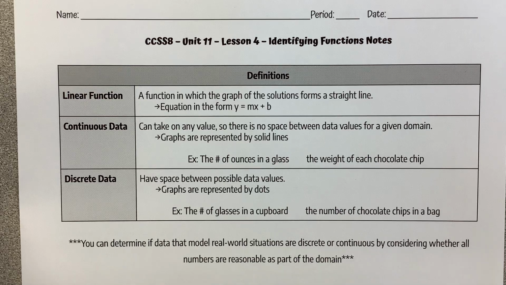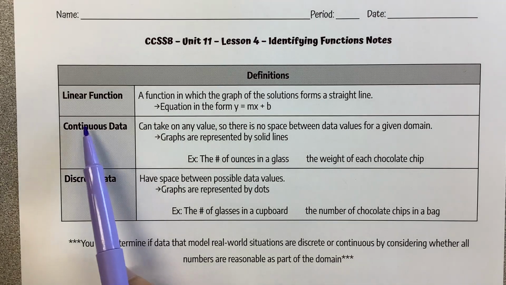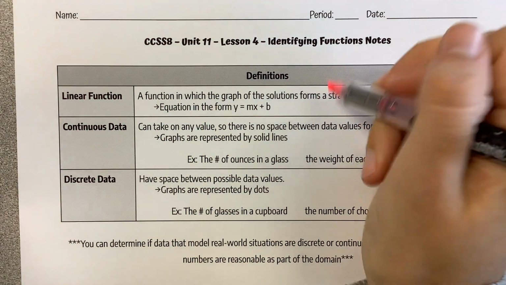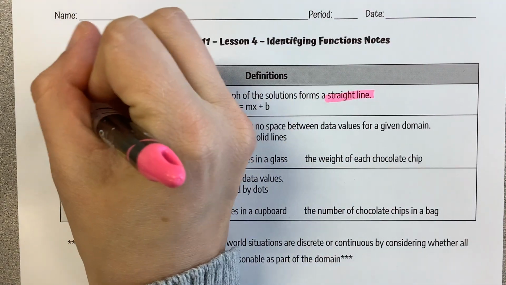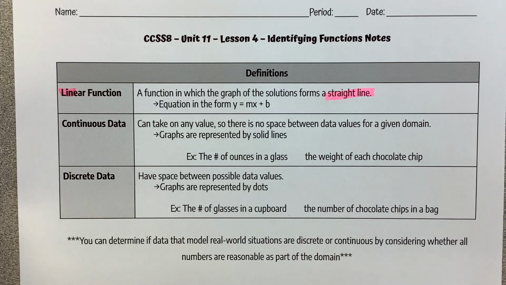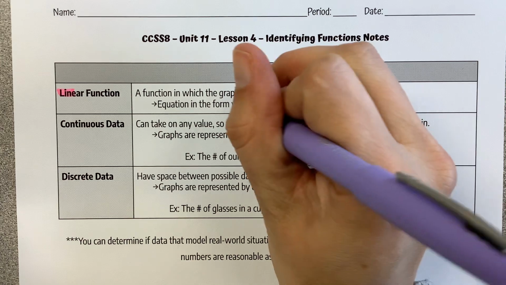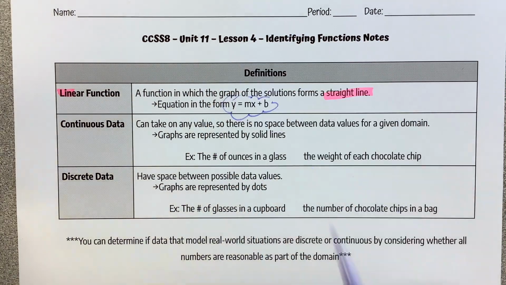All right, today we're going to look at identifying functions. So some important definitions we've got here. We have linear functions, which is a function in which the graph of the solutions forms a straight line. Hence, the word line in linear. You'll see them in the form y equals mx plus b.